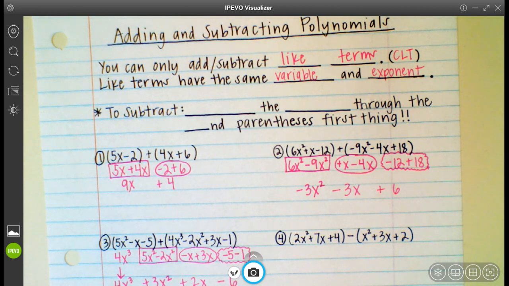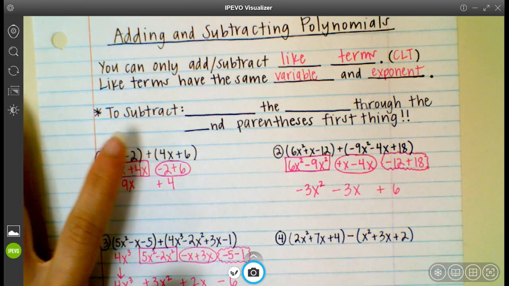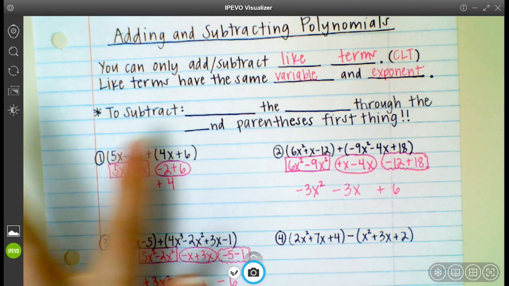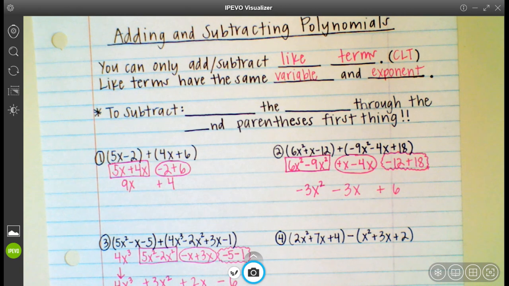Now we're going to get into subtraction. But before we subtract, we have to really keep in mind that subtraction is going to change some things about our expression, what we have originally. So up at the top of our paper here, we're going to fill in how to subtract. What is this going to look like?